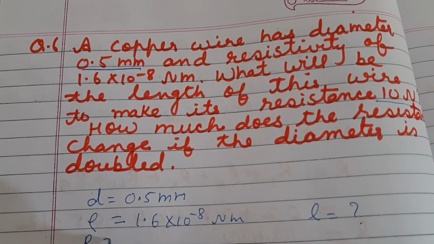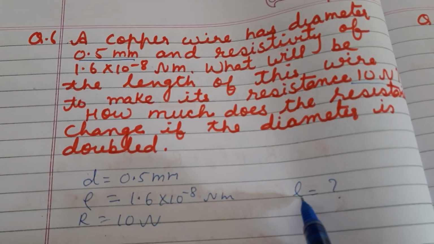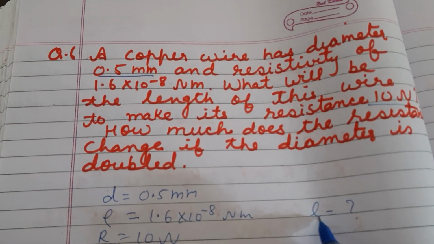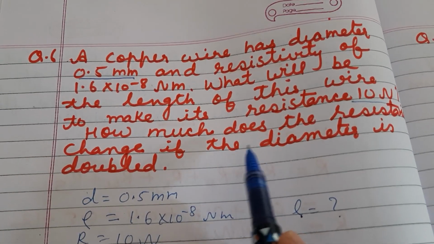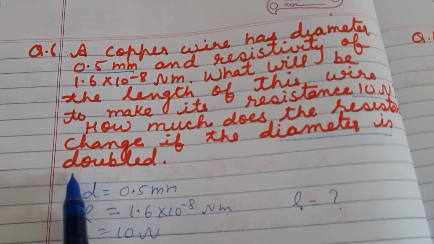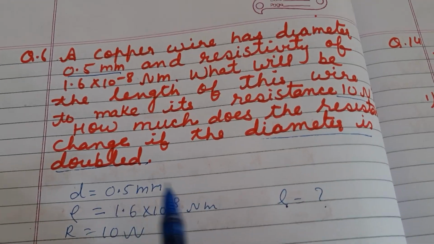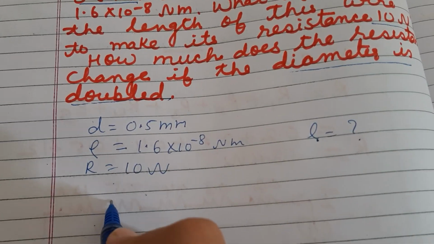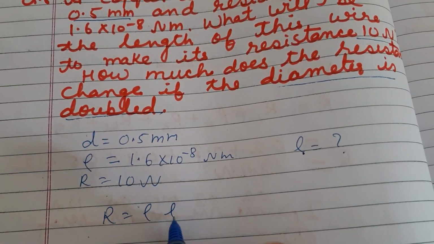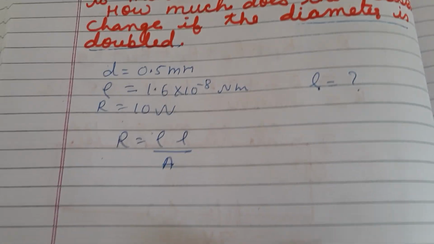So resistance 10 ohm, we have to calculate the length of the wire in the first situation. Second situation, how much does the resistance change if the diameter of wire is doubled? So first we will find out the first case. So we know the formula, resistance is equal to rho L upon A. This is the formula for resistance.